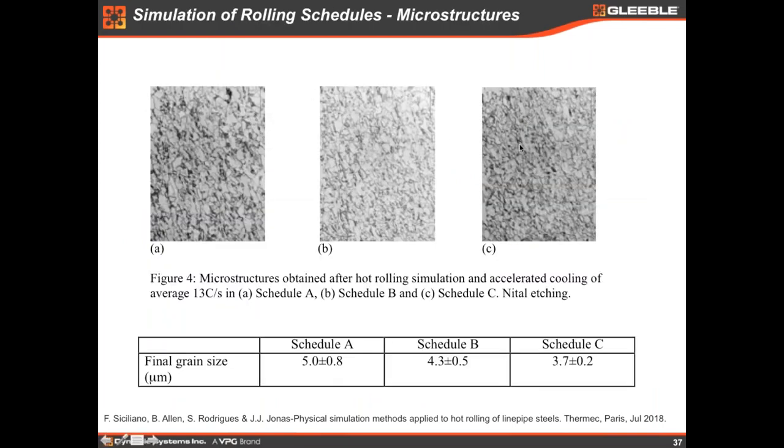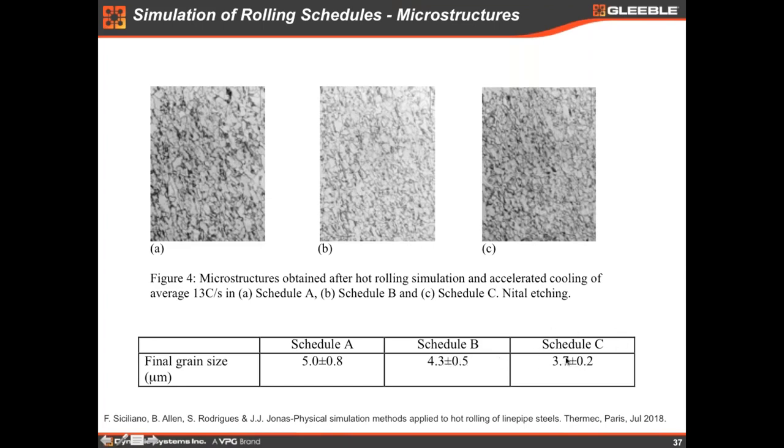We have the three microstructures resulting from the rolling schedule simulations. If you measure the grain sizes here, on the standard schedule you have 5 micron plus or minus 8. By reducing the temperature by 40 degrees, you have a slight grain refinement, 43 degrees, and some better uniformity of the grain size. You see that the standard deviation also decreased. So we have finer and more uniform grains.